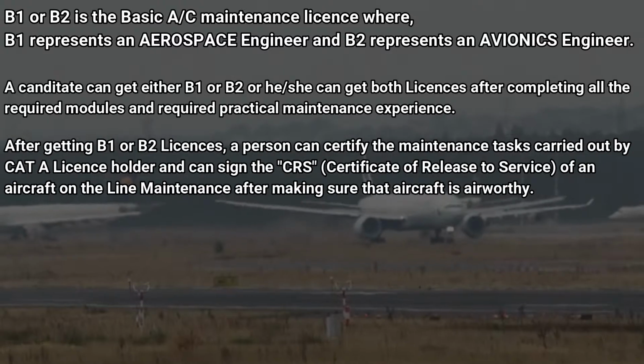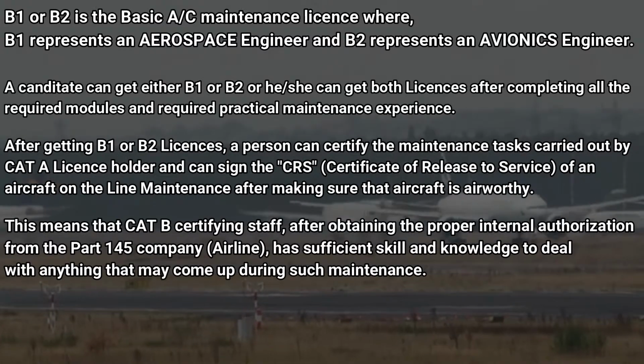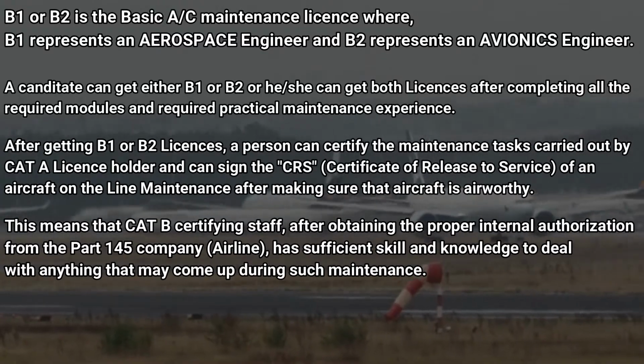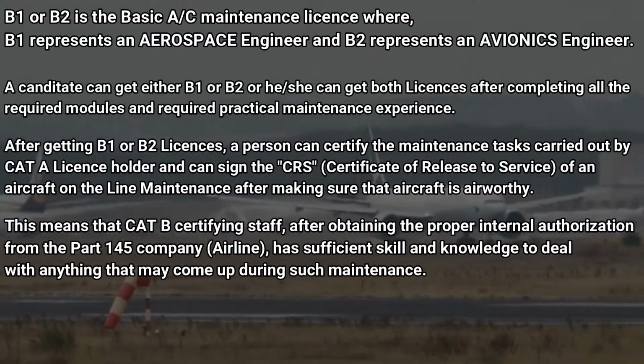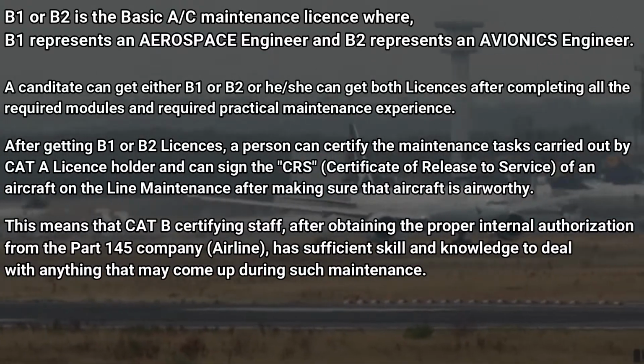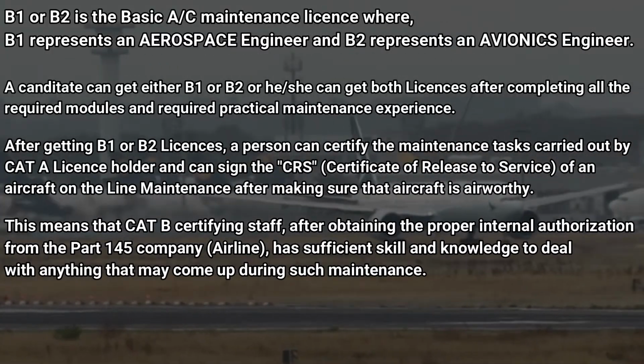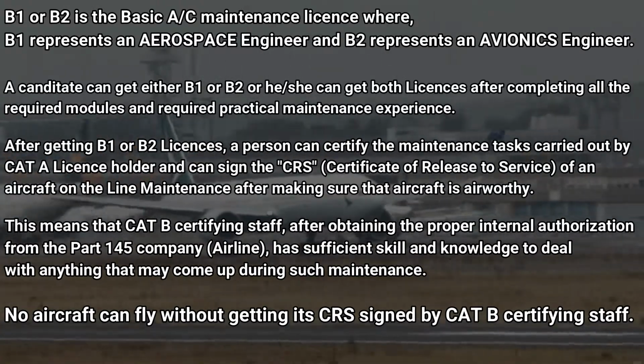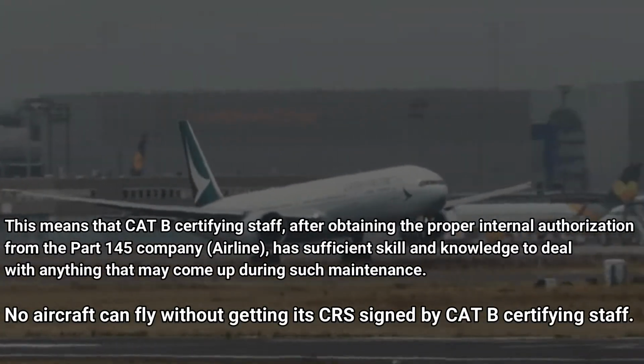that the aircraft is airworthy. This means that Cat B certifying staff, after obtaining the proper internal authorization from the Part 145 company, airline, have sufficient skill and knowledge to deal with anything that may come up during such maintenance. No aircraft can fly without its CRS being signed by Cat B certifying staff.